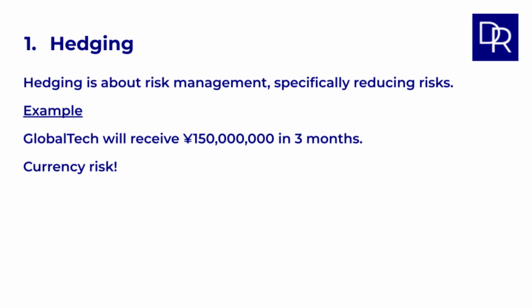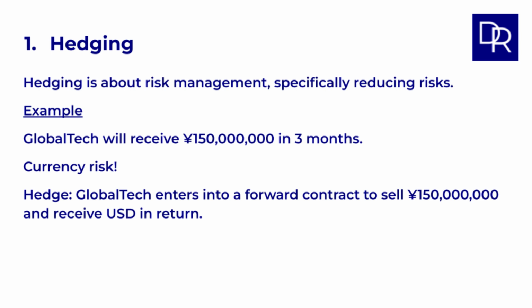To hedge this risk, Global Tech can use a forward contract. They can enter into a forward contract today with a bank to sell 150 million yen and buy US dollars in 3 months at a pre-agreed exchange rate.